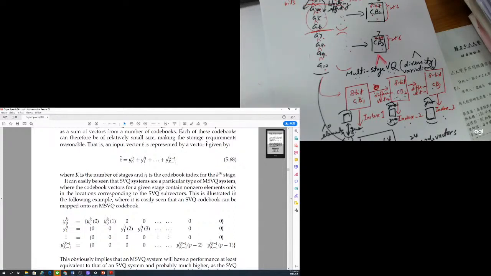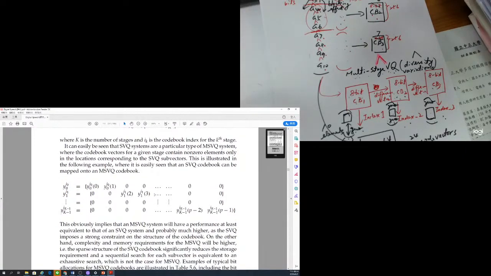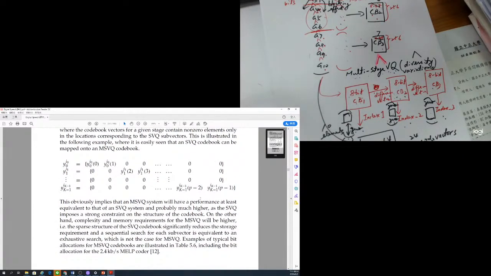Multiple stage split vector quantization can treat a split vector quantization like a multiple stage vector quantization. Why? In the first stage we only focus on two elements and the other elements are 0. We design the codebook, and in the second codebook we also focus on two elements and the others are 0. So your multiple stage vector quantization becomes a split vector quantization. So it has performance at least equivalent to that, and sometimes much higher.